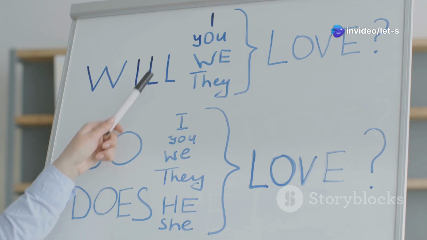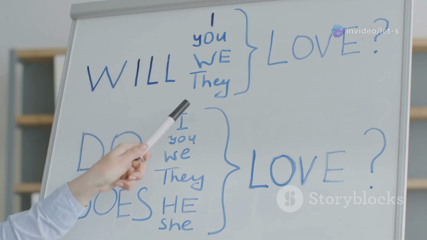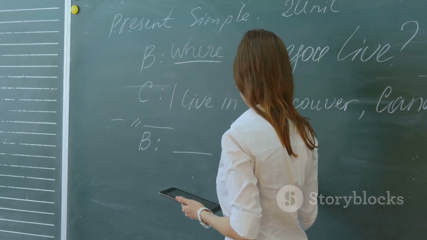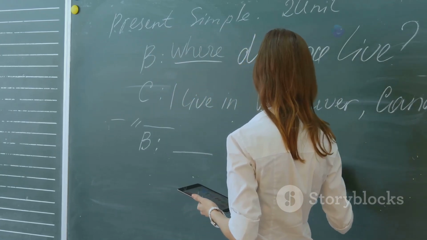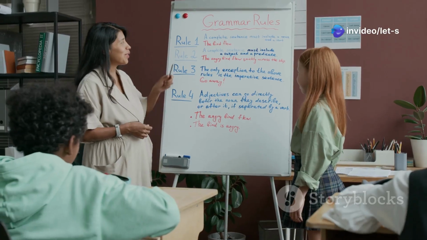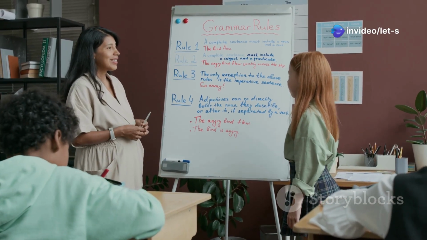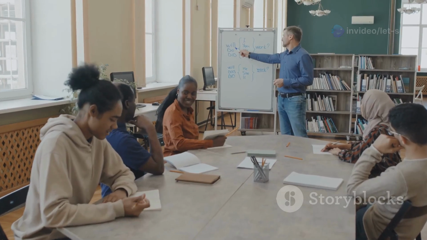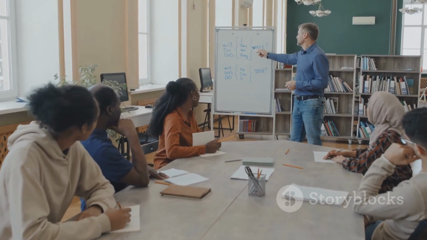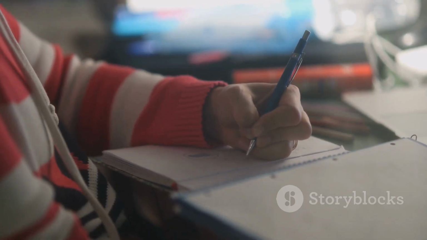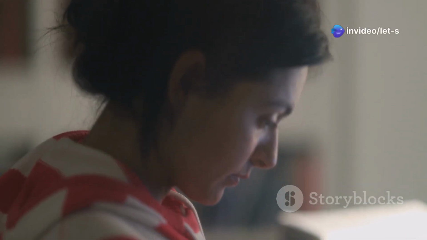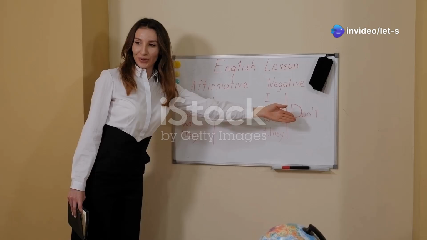Conditional sentences consist of two parts, an if clause and a main clause. The if clause sets a condition and the main clause describes the result or consequence of that condition. There are four main types of conditional sentences: zero, first, second, and third. Each type expresses a different level of possibility or probability. By mastering these conditional structures, you'll be able to express a wide range of ideas and possibilities in English.